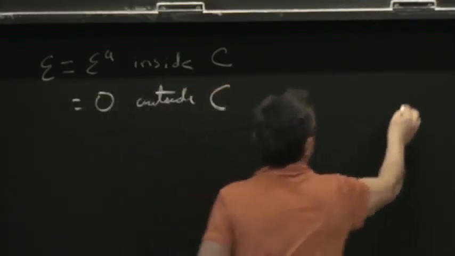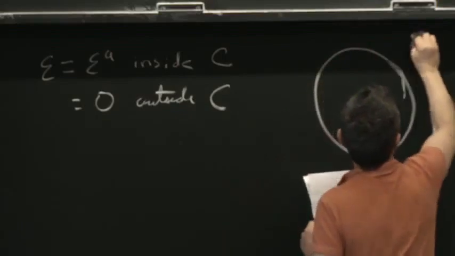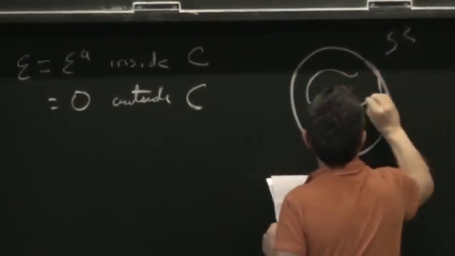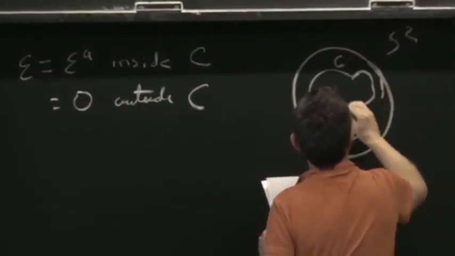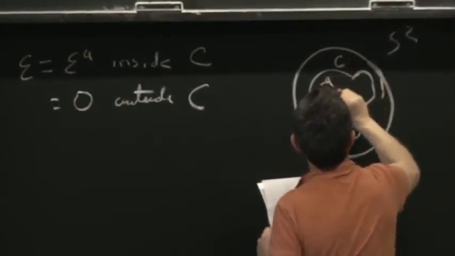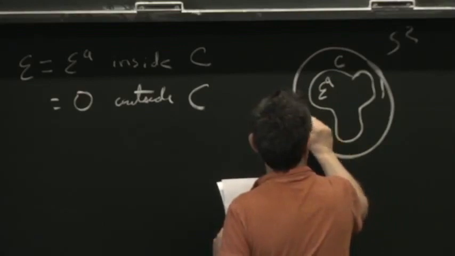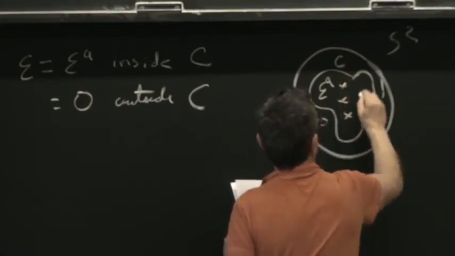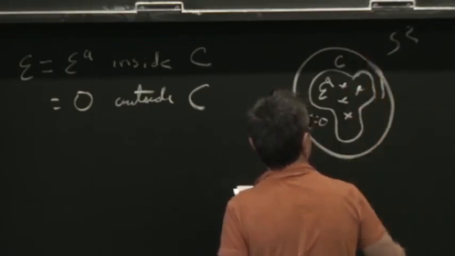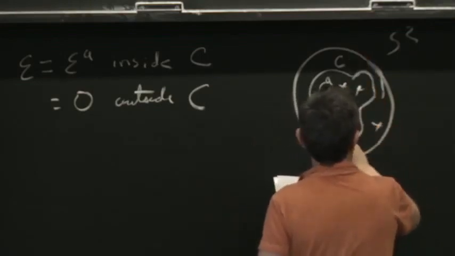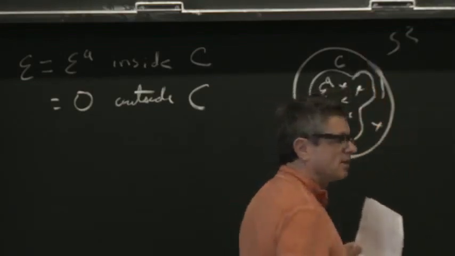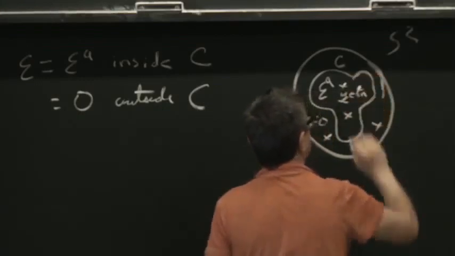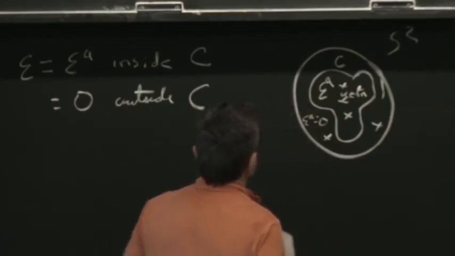So let me just draw a picture of this. Here's my sphere, S². Here's my contour C. Here I have some non-zero ε_A. Here I have ε_A equals 0. And here I have some operator insertions which lie inside the contour, and there are also some that lie outside the contour. So this is the K inside, K in C.